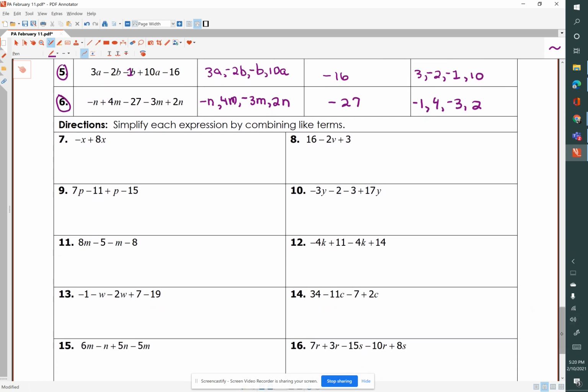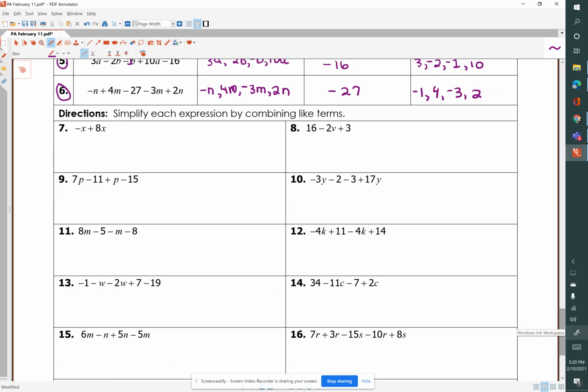Okay, now we're going to put it together. We're going to put it to work. We're going to actually simplify these expressions by combining like terms. So we have negative x plus 8x. Remember, that is negative 1 plus 8. Okay, and then we have to carry the x through. So that would be 7x. 16 minus 2v plus 3 would be negative 2v. We put a variable term first, and 16 plus 3 is 19.